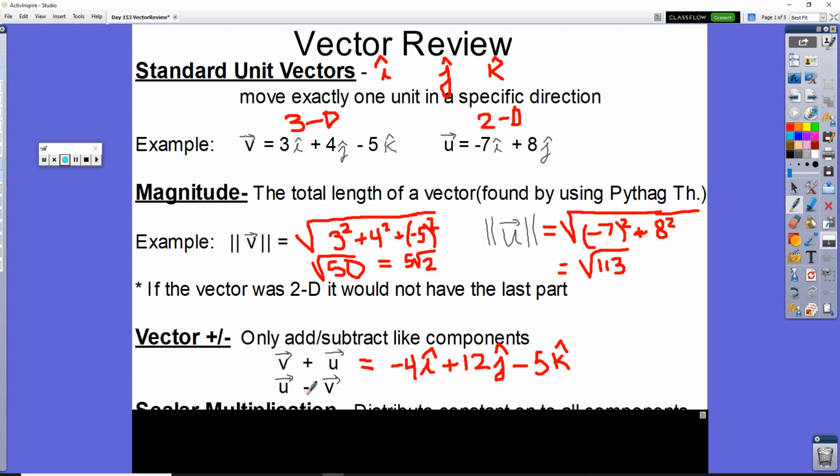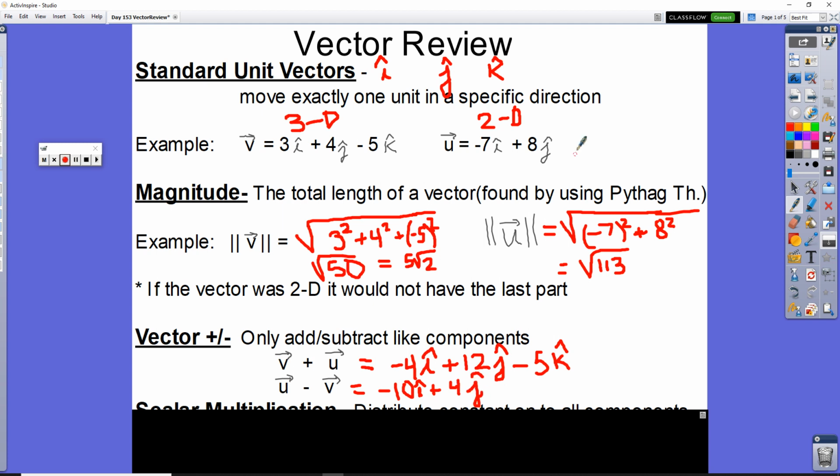With subtraction, you've got to be very careful. Number 1, order matters, so they've decided to put u first. And then you also have to remember to distribute your negative to all the terms, all the components in the second vector. So we're starting with -7i, and we're subtracting 3 i's, which would make -10i. We're starting with 8 j's, and we're subtracting 4 j's, so that's going to make 4 j's.